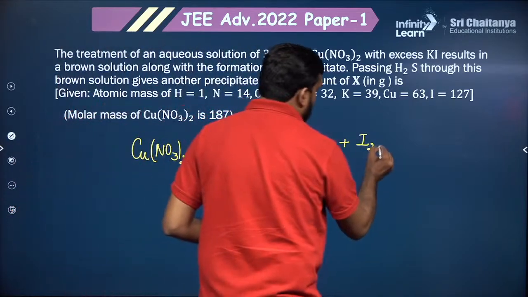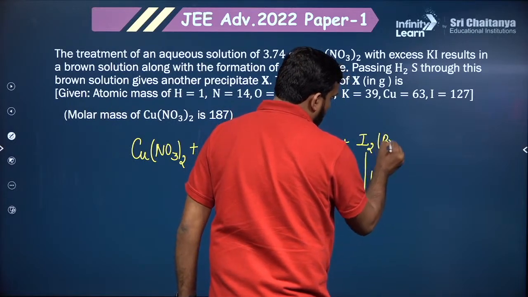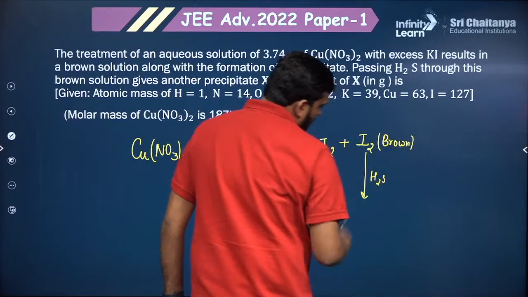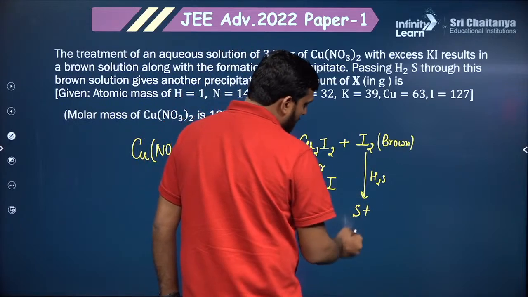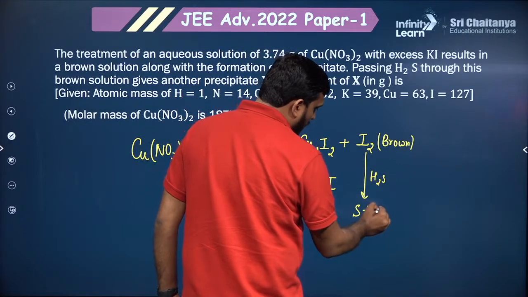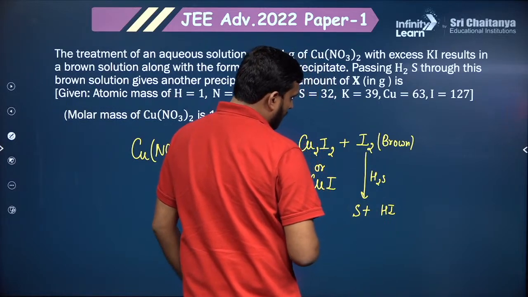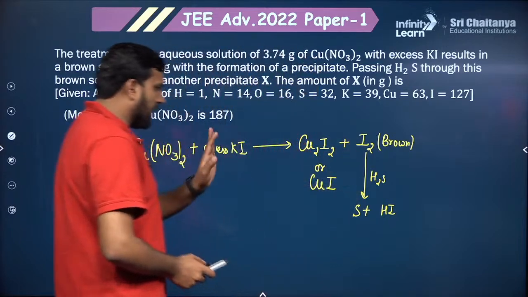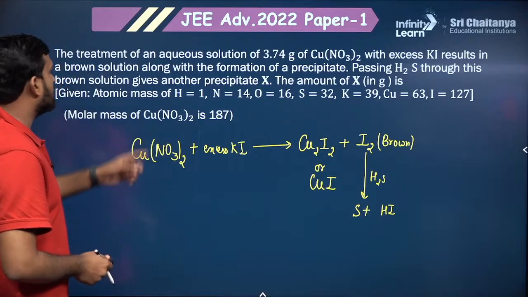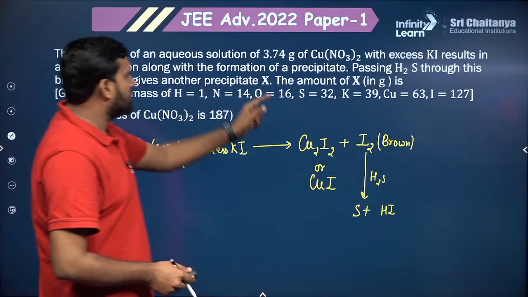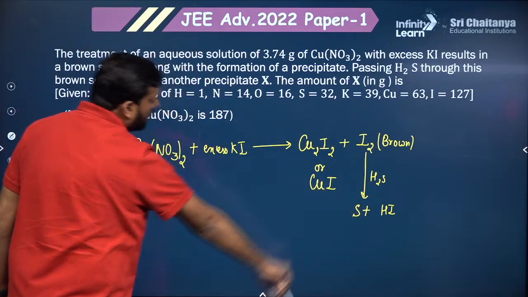So here this I2 will be passed through H2S because this I2 is brown in color, okay. So it will oxidize the sulfur in H2S to sulfur and reduce itself into HI, okay. If I go for the balancing of it, don't go for the balancing right now, I will go for that later on. So first of all, let's find out what is asked in the question. The brown solution gives the precipitate X, the amount of sulfur they have asked, okay. So they are asking the precipitate S amount.